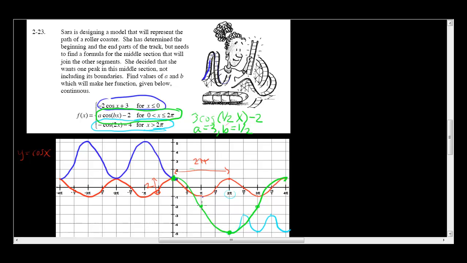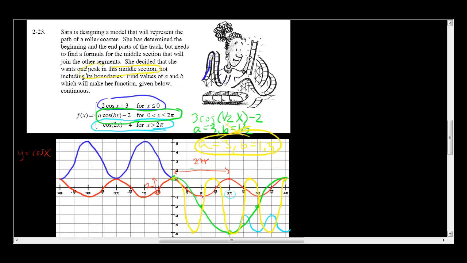We needed an amplitude of 3 to cover the whole 6 units from 1 to -5. And we want to stretch the cosine by a factor of 2. So if we make b 1/2, it starts there and ends where we want it, and we seem pretty good.